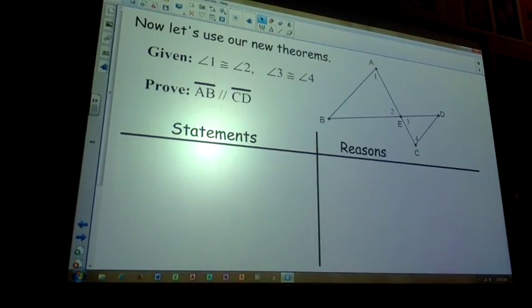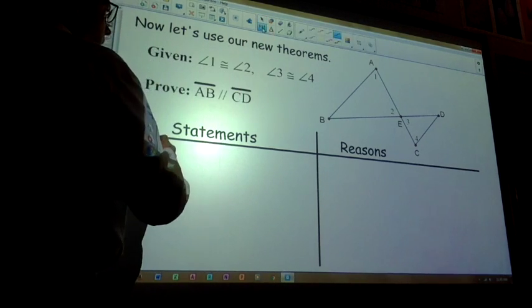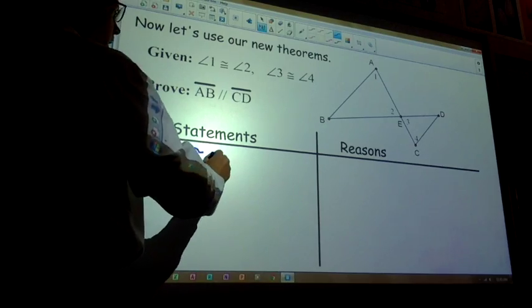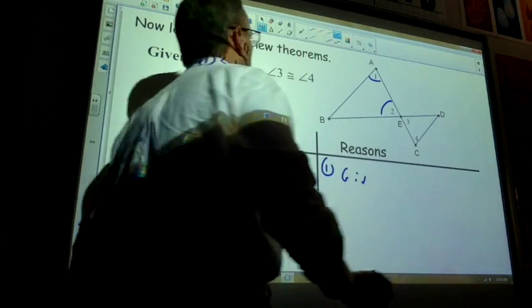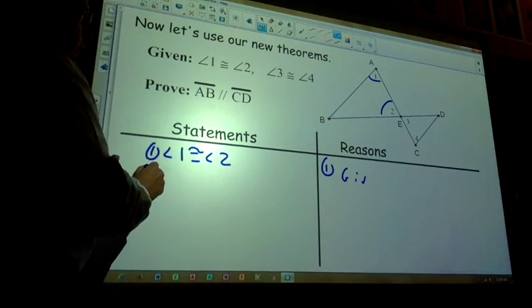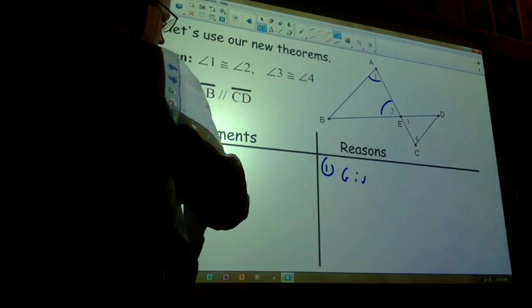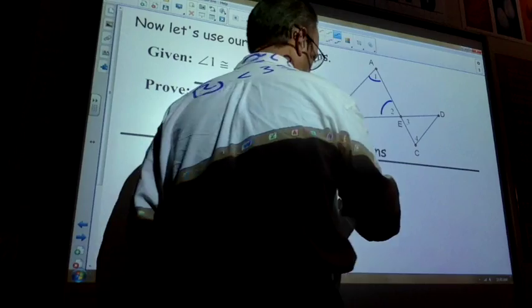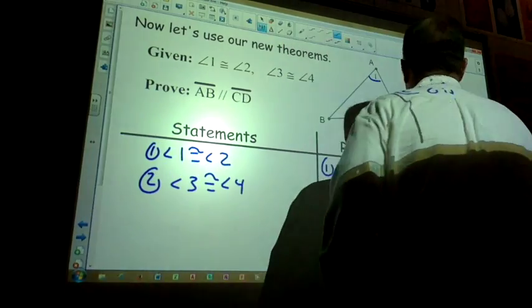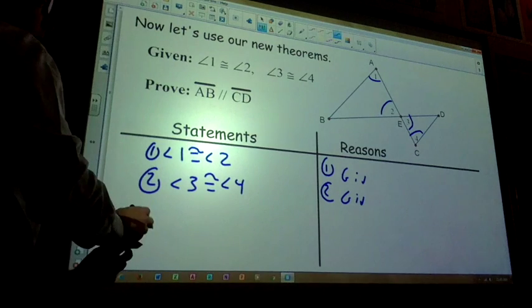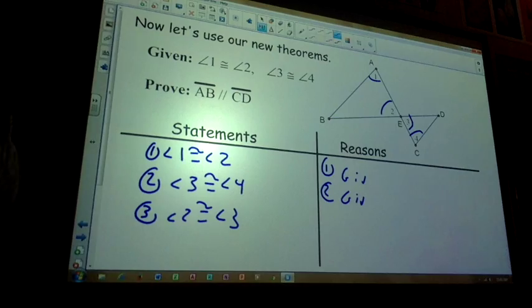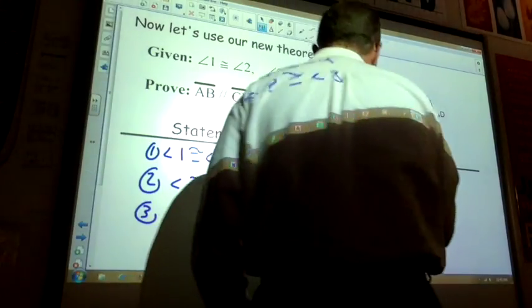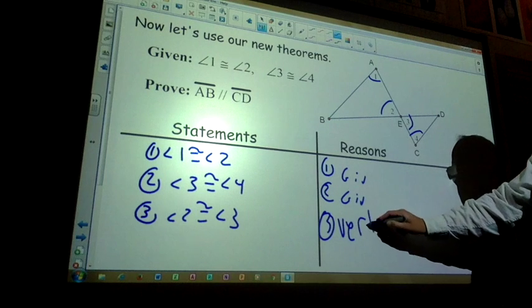Here we go. Now let's use the new theorem. Oh, good. New theorems. Okay, hang on. Help me out, everybody. Angle 1 is congruent to angle 2. Given. So that and that. Cool. All right. And then number 2, we can say that angle 3 is congruent to angle 4. Given. That and that. And then I can state that angle 2 is congruent to angle 3 because of vertical angles. Good try though. Thanks, dude.